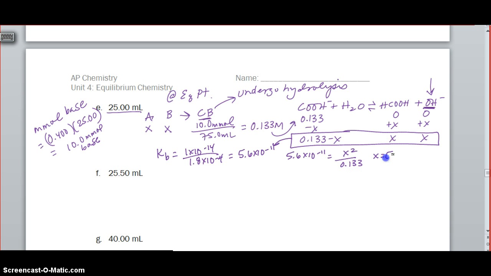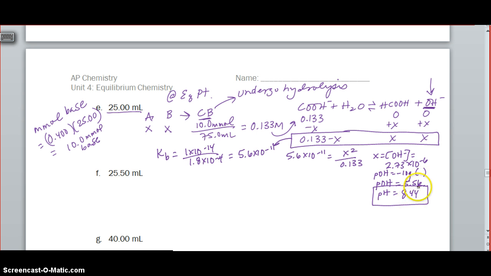When we get that x, it's going to be equal to OH minus. So we just need to be careful not to think that that's going to give us a pH directly. So the OH minus comes out to 2.73 times 10 to the negative 6. So pOH is the negative log of that number, and pOH comes out to 5.56, which gives us a pH of 8.44.